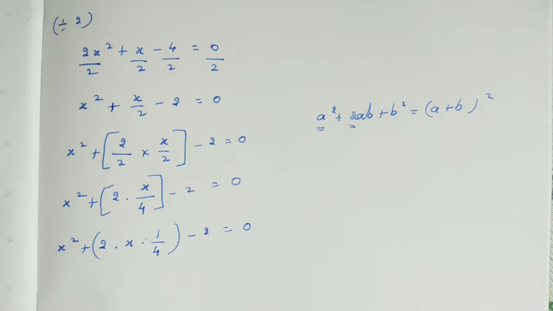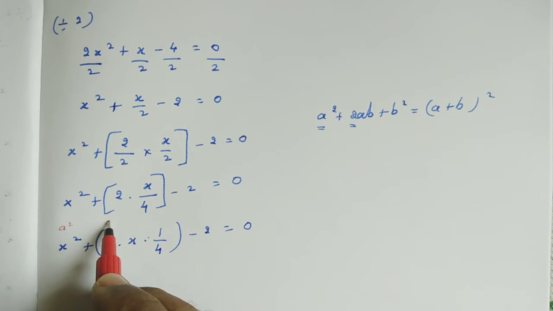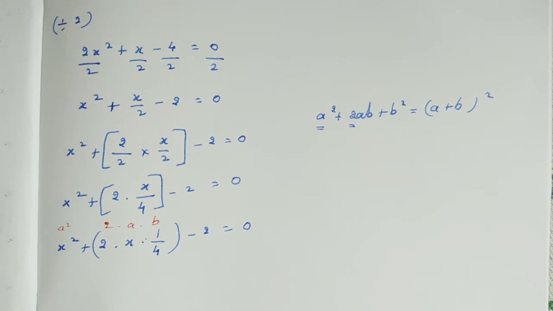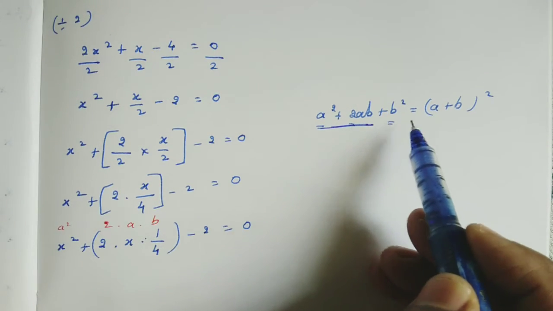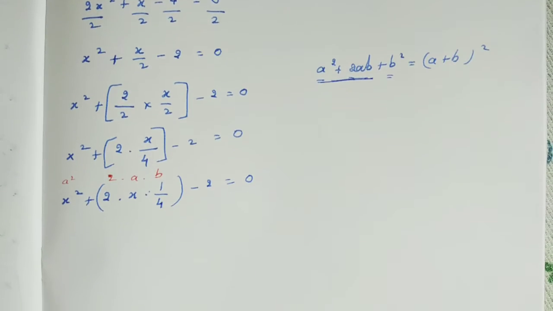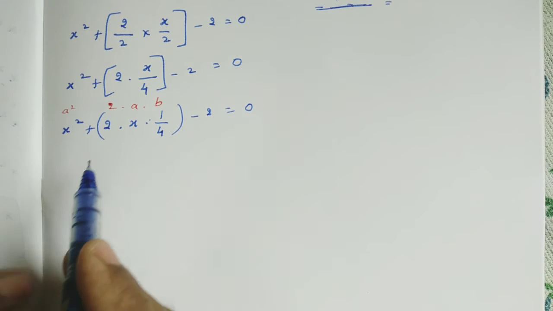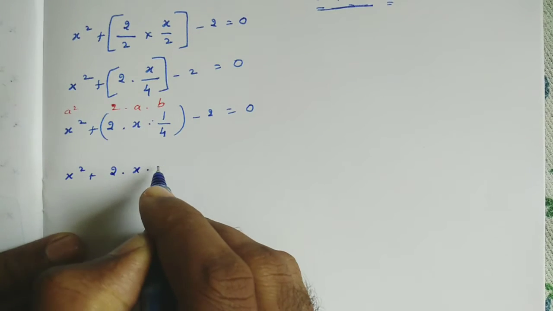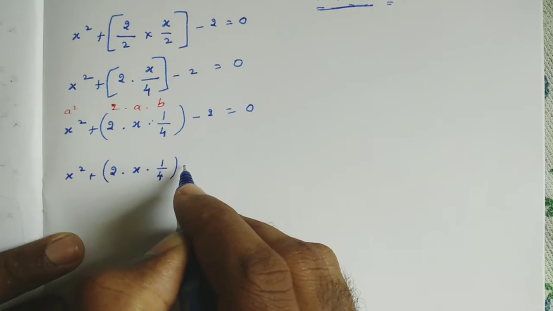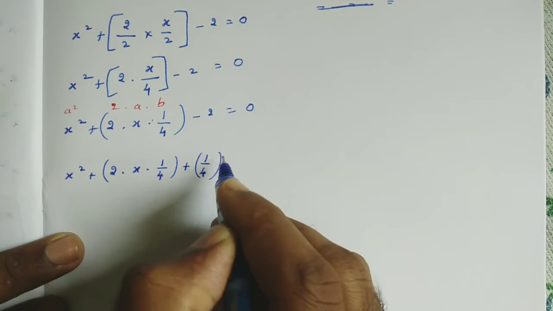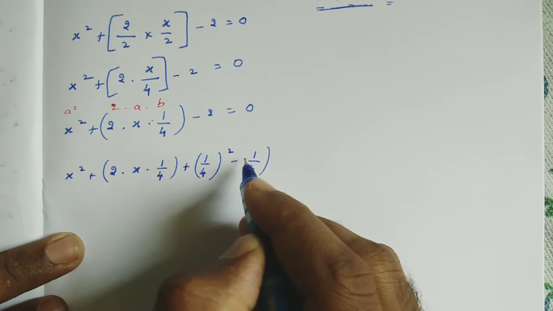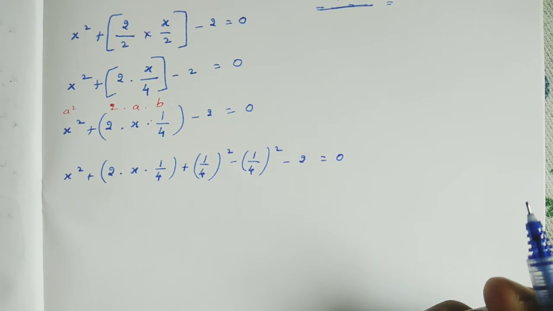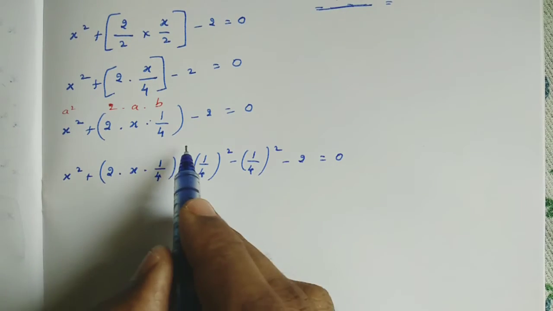Now it is in the form of a squared plus 2ab. Here it is 2, here a, here b. What is the b value? 1 by 4. Up to this I completed. I need a b squared, so what am I supposed to do? I just add b squared and subtract b squared. Then x squared plus 2 into x into 1 by 4 plus 1 by 4 the whole square, minus 1 by 4 the whole square, then as usual minus 2 equal to 0. I simply added b squared and subtracted b squared.